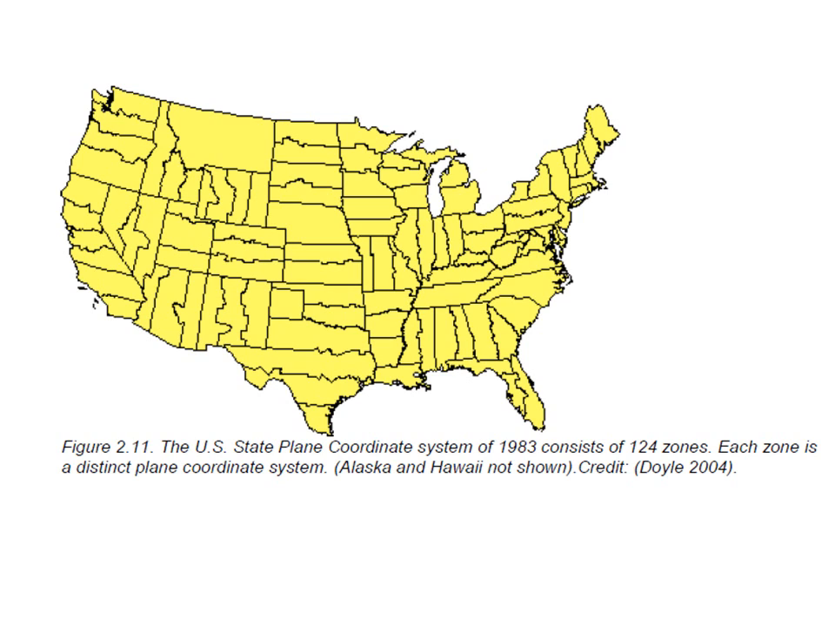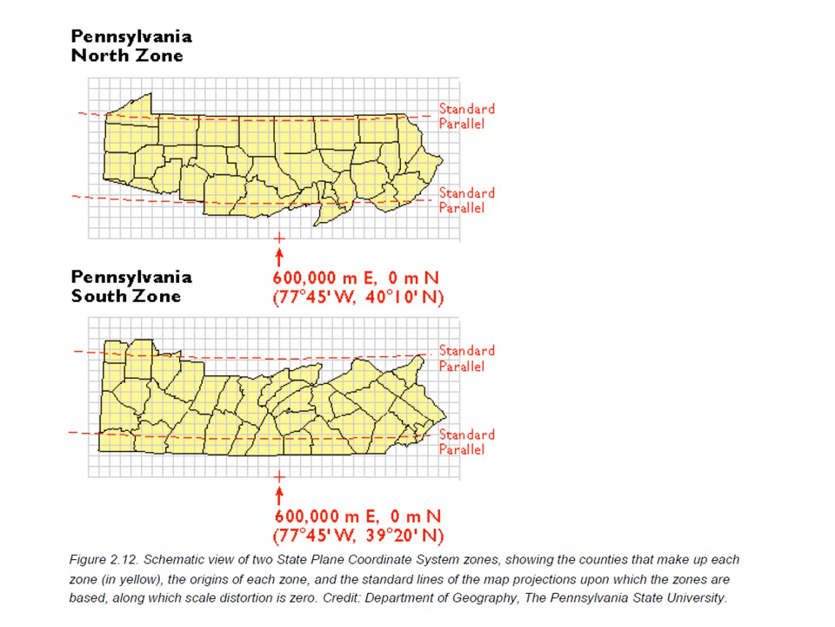The 50 states of the U.S. are divided into 124 state plane zones. Ohio is divided into 2 zones, Ohio North and Ohio South. This slide shows the example from Pennsylvania, which is also divided up into a north zone and a south zone.